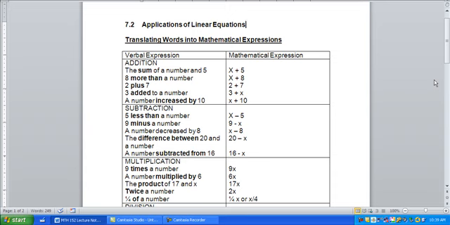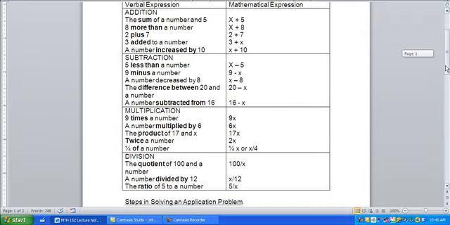A number decreased by 8 would be x minus 8. The difference between 20 and a number would be 20 minus x. And then a number subtracted from 16 would be 16 minus x.